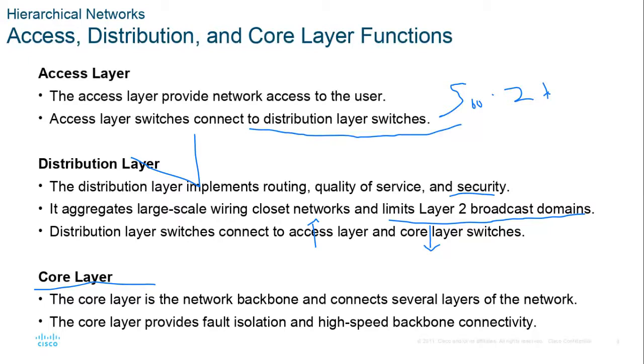So high-speed backbone connectivity. And fault isolation refers to the fact that we have multiple connections between the various devices, and if one fiber optic cable gets dug up by the number one enemy of fiber optic cables, backhoes, we can easily restore that and connect it back.